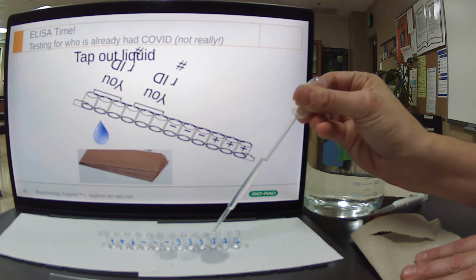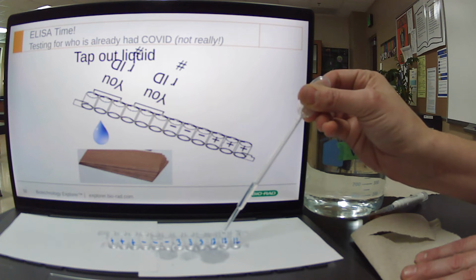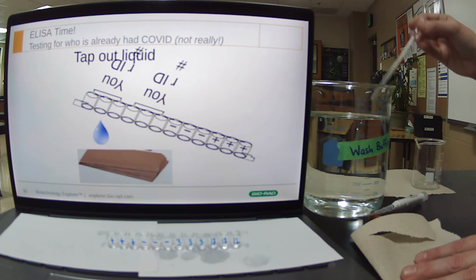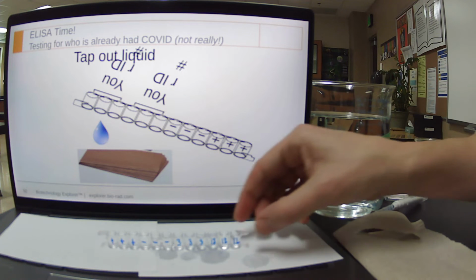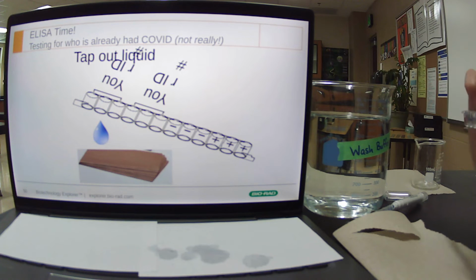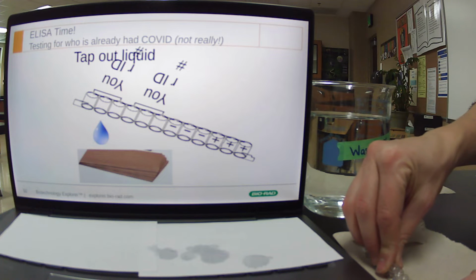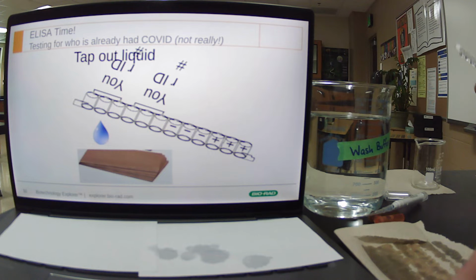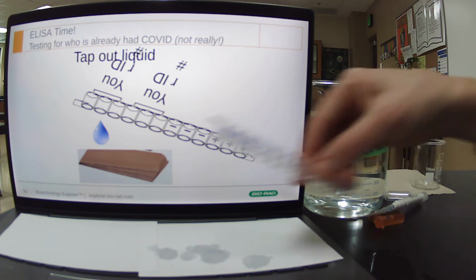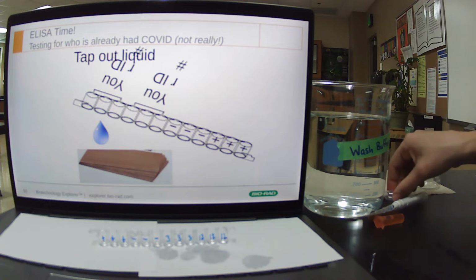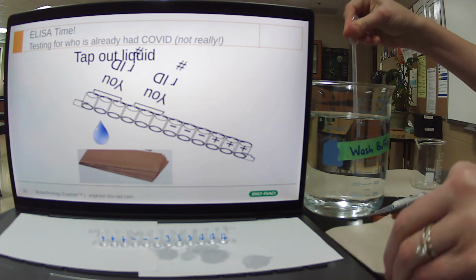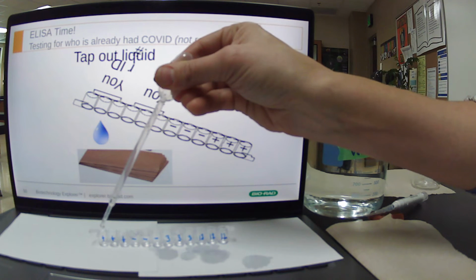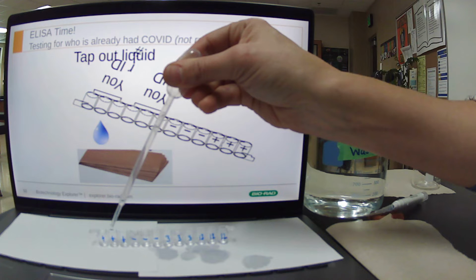After we wash this, the next substance that we're going to add is called a secondary antibody. This was an antibody that was developed in a laboratory so that it will bond to the primary antibody if it's there. And this secondary antibody has an enzyme that is attached to it. And that enzyme is going to help us detect and visibly be able to see whether these molecules were present by the end of this test.